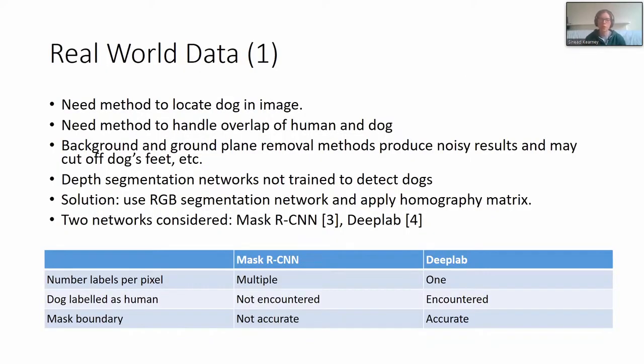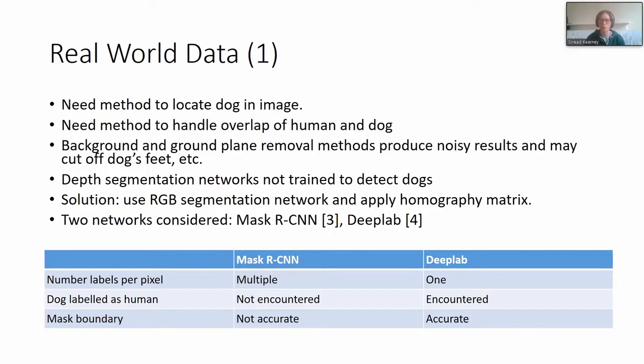For real-world data, there are a few more options and a few more steps we need to take. We need to be able to locate the dog in the image and to create an accurate silhouette mask of the dog. For the moment, we were looking at pre-trained networks, but we ran into an issue where there are no pre-trained networks that can detect a dog in the image.